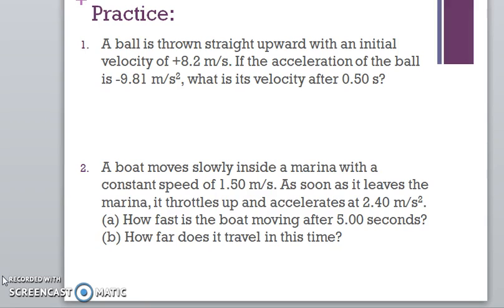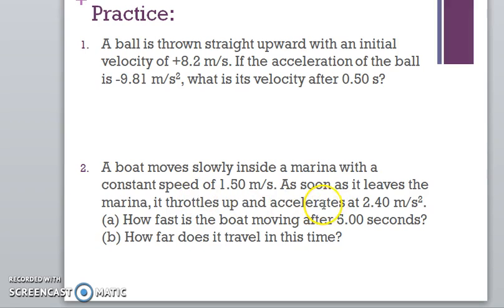Let's look at what it gives us. It gives us the initial velocity, because it says a boat moves slowly inside the marina at a constant speed of 1.50 meters per second. That's initially how fast it's moving. 1.50 meters per second is initial velocity. Then, as soon as it leaves the marina, it throttles up and accelerates.